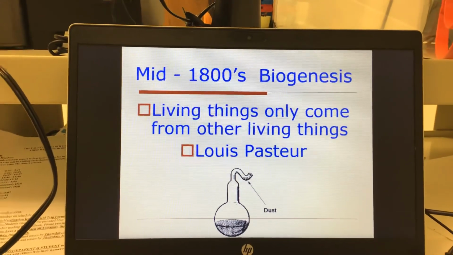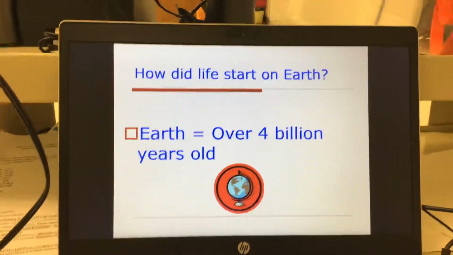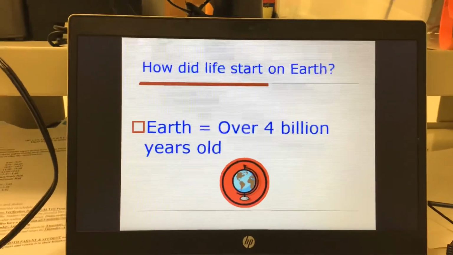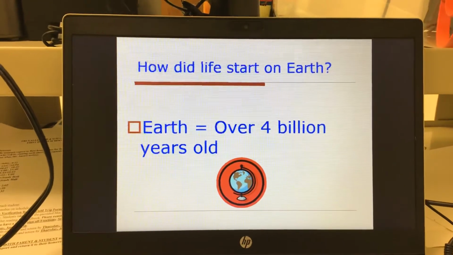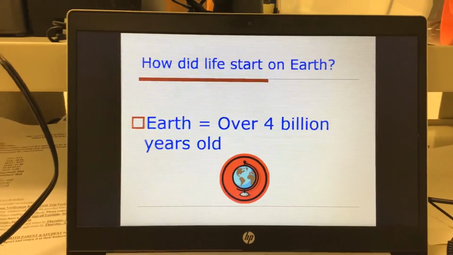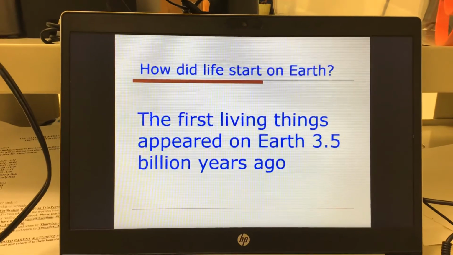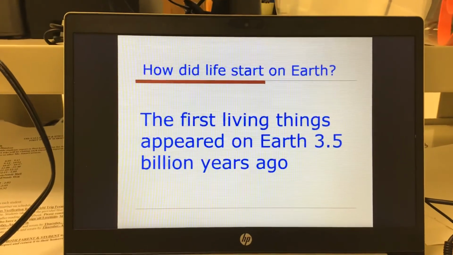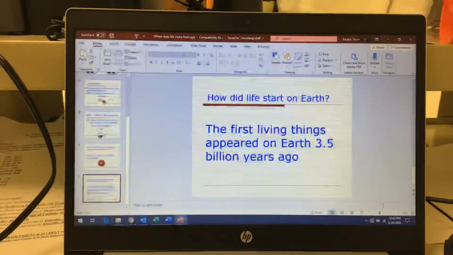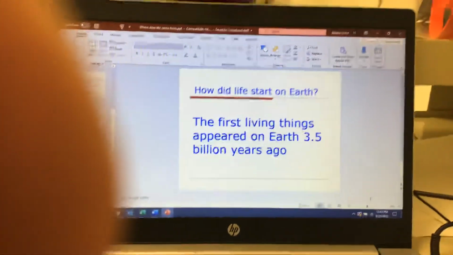So he gets some credit for that, and today we just accept that. Some other things: basically Earth is really, really old, about 4 billion years old, and living things came after that. I'm not too concerned about any of that. So that's a short one.